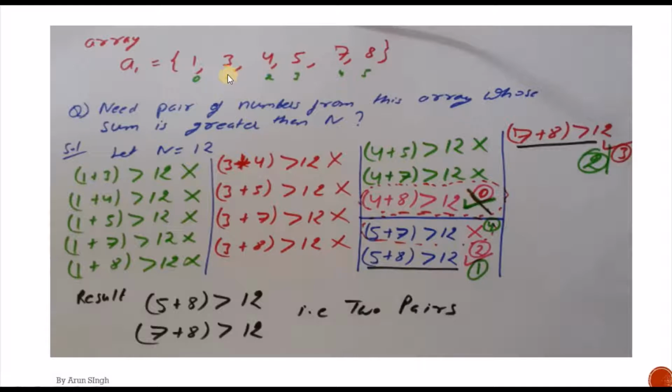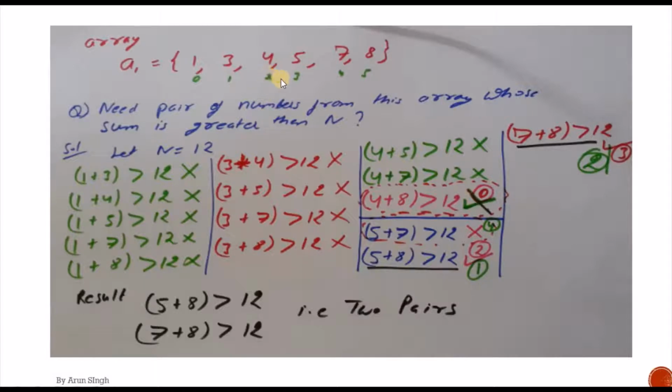So for i equal to 0 and j equal to i plus 1, I am running it over 3, 4, 5, 7, 8. How many i values are there? 1, 2, 3, 4 and 5. And j starts from here to here. Similarly, when i moves to i plus 1, j will move from j equal to i plus 1. So j will start from here and will go till the end: 4, 5, 7, 8.